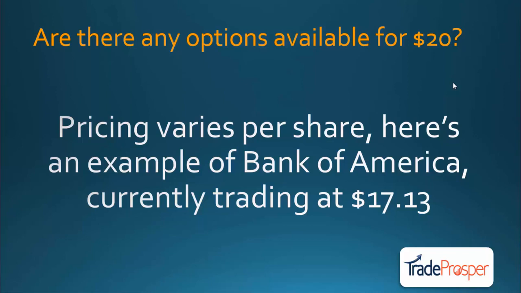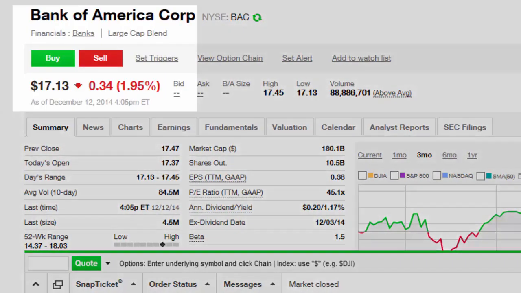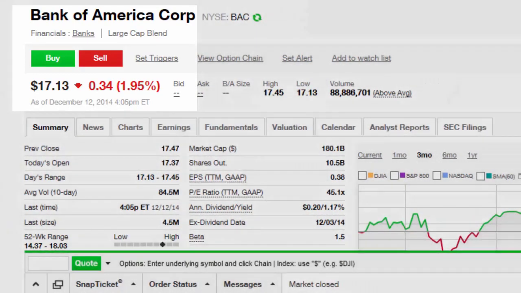I randomly picked a share, Bank of America. It's currently trading at about $17. And I want to give you a feel of what the premiums look like for Bank of America. So let's go have a look. All right, so here you can see Bank of America currently trading at $17.13. So if we pretend here that we now got a same trend signal here, I want to show you that there are strategies here that fit any budget.